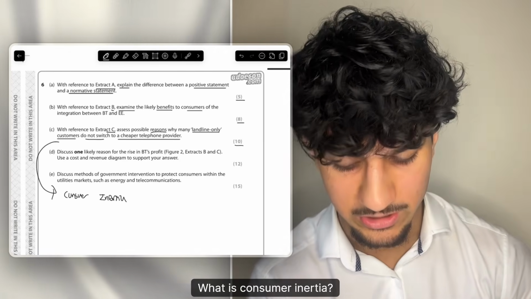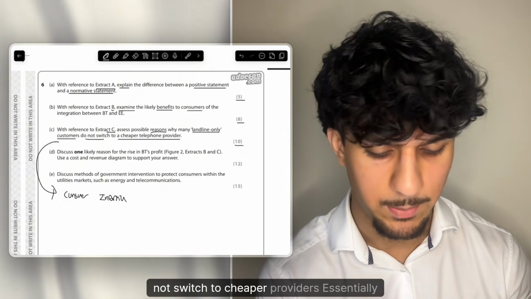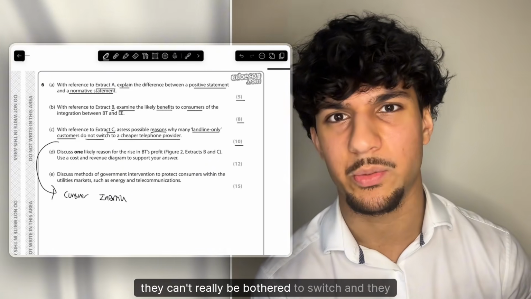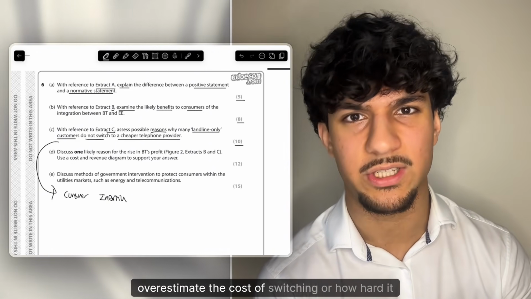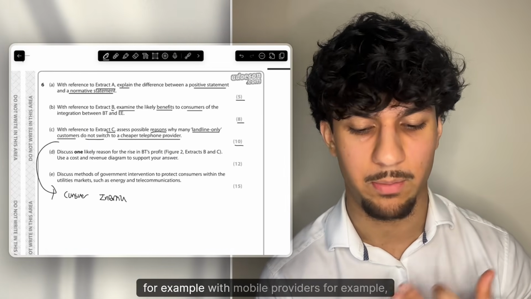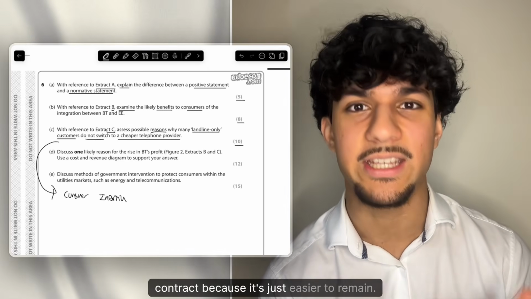What is consumer inertia? Essentially, it's the concept where consumers do not switch to cheaper providers. They're quite comfortable with the current provider. They can't really be bothered to switch, and they overestimate the cost of switching or how hard it is to switch. And this probably relates to you a lot, for example, with mobile providers. No one really switches unless you're out of contract because it's just easier to remain.